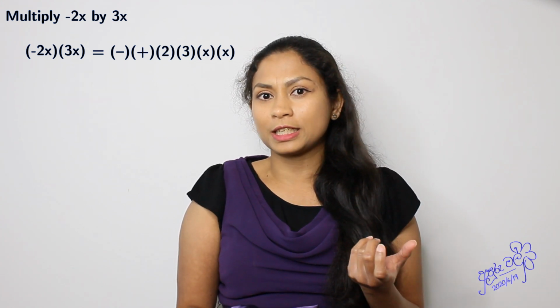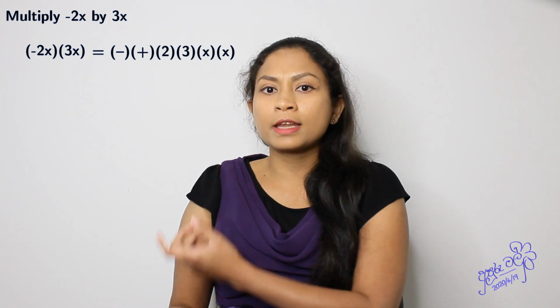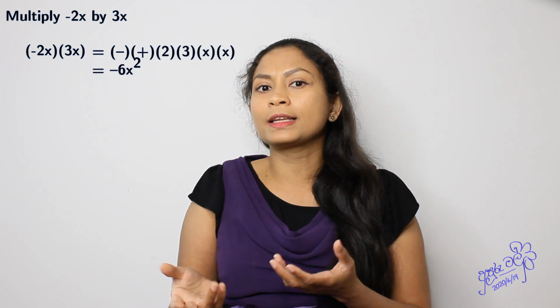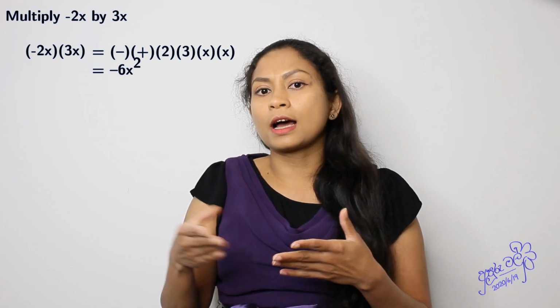Now we can go for an example. Let's multiply negative 2x with 3x. First, we should multiply the negative sign of the first term with the positive sign of the second term, and then the number 2 and the number 3, and then the x from the first, and then the x from the second. So the minus sign times the plus sign is a minus. 2 times 3 is 6, and x times x is x squared. So the answer is minus 6x squared.